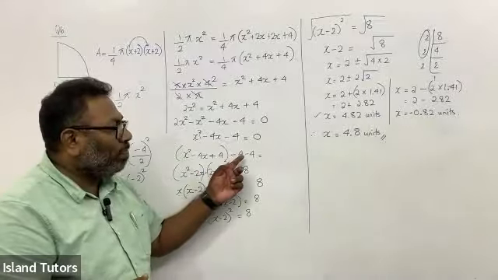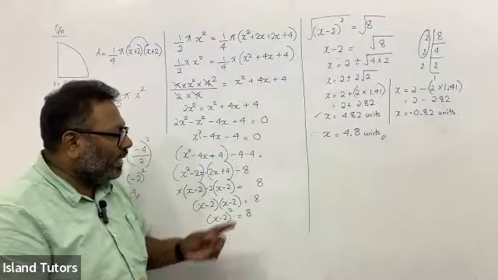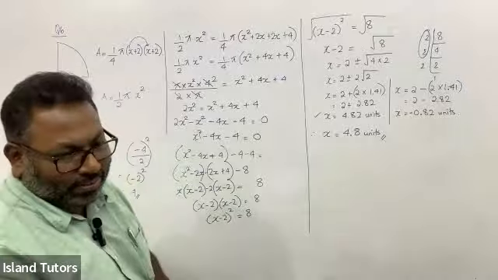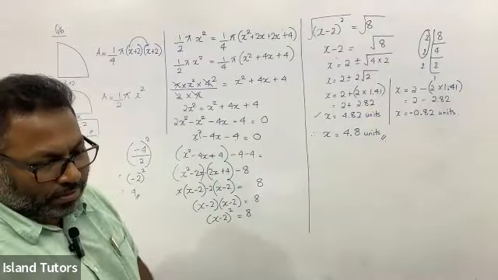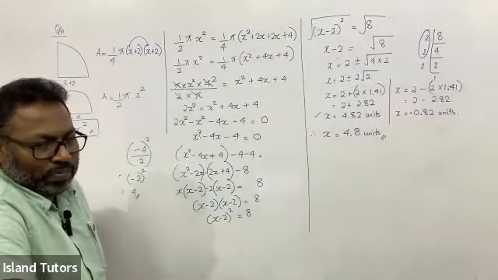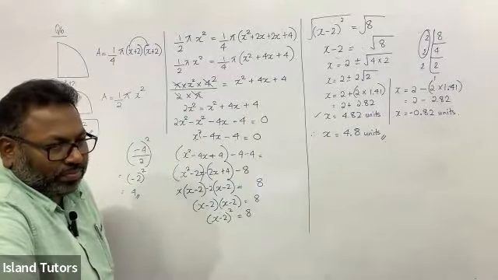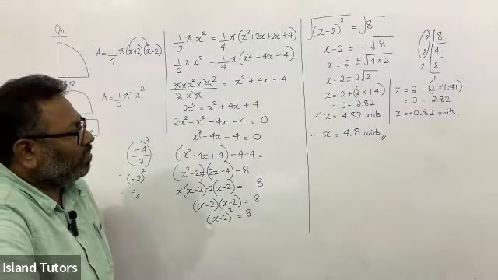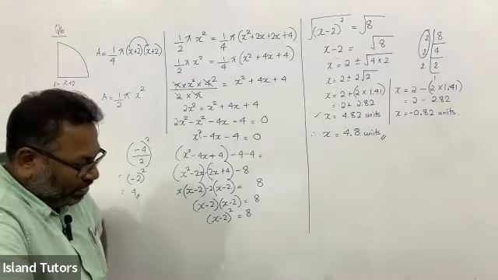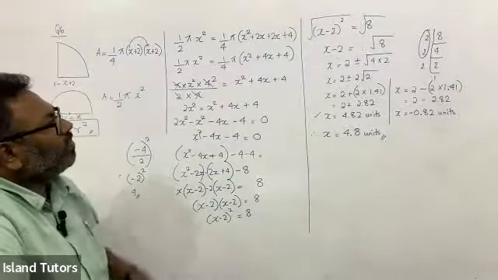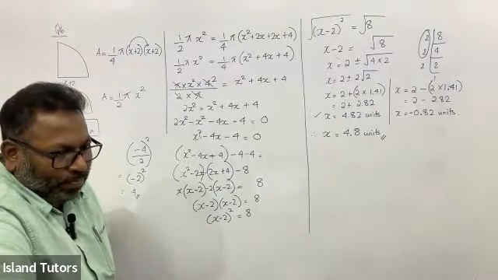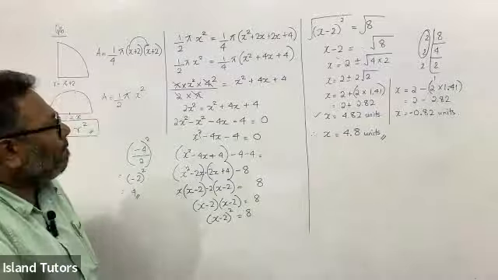Right? So minus 4 plus minus 4 is minus 8. When it comes to the other side of the equation, it becomes a plus 8. Okay. Go through that, please copy it down carefully.